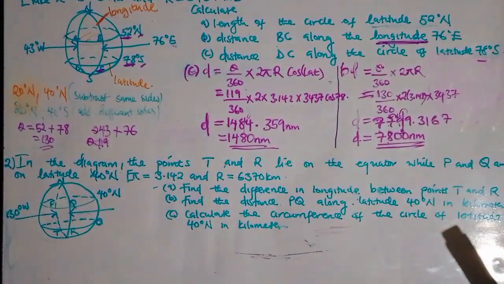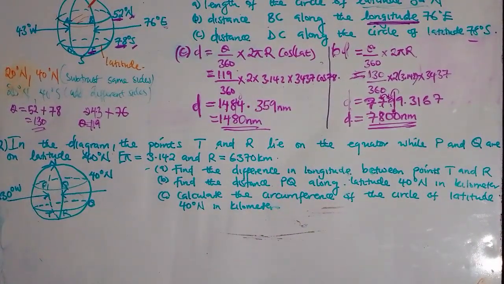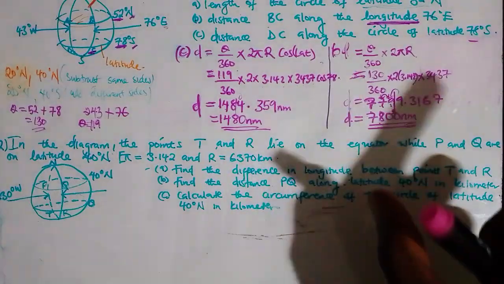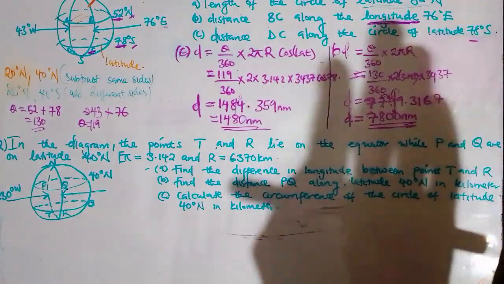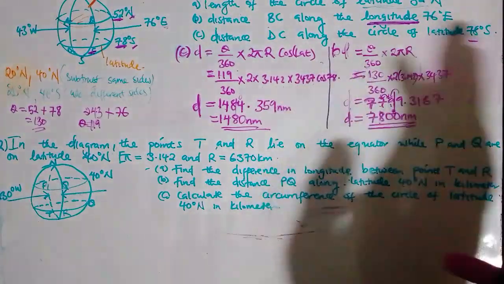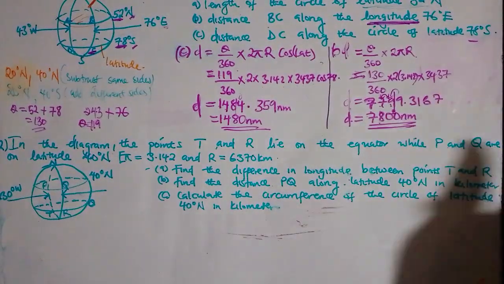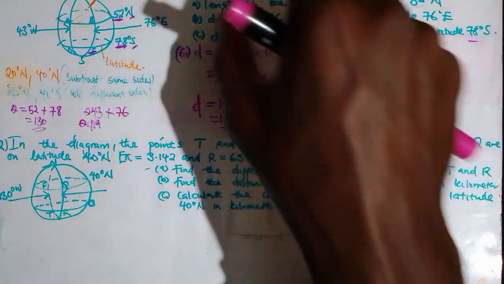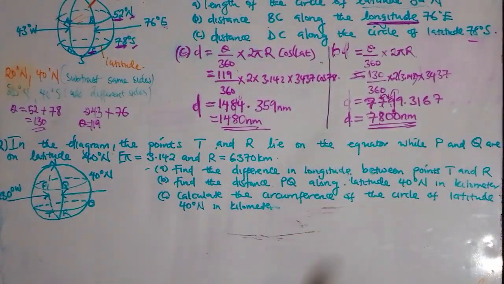So moving on to our question 2. Question 2 will be fast because it is the same concept and the same formula. What is changing is just the radius. So on Earth geometry, don't memorize the radius. I repeat, don't memorize the radius. There is a radius for nautical miles and also a radius for kilometers, so make sure you see the units also.